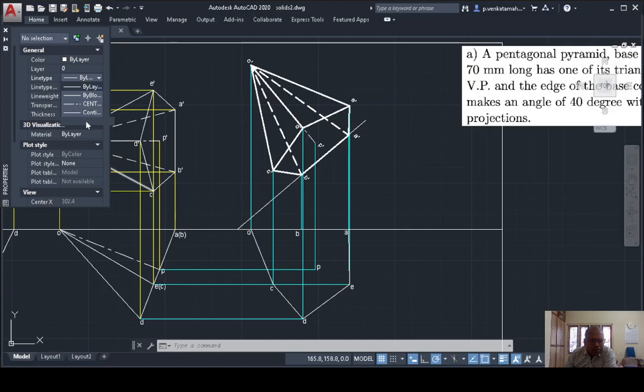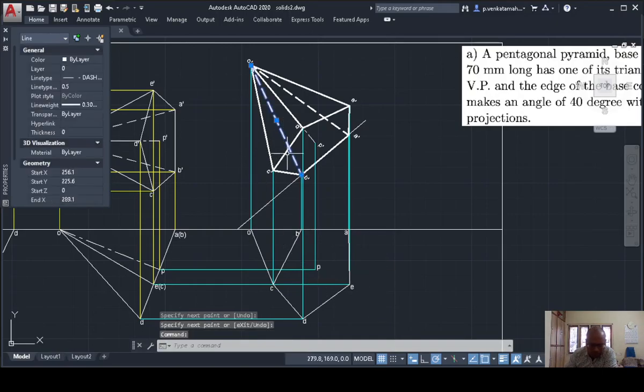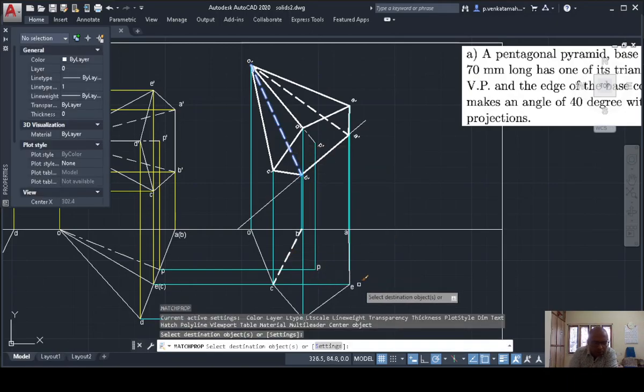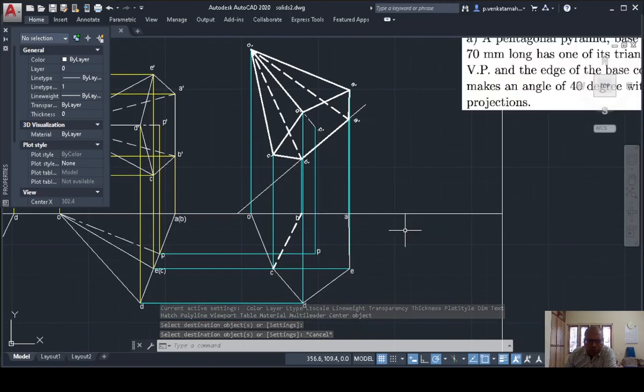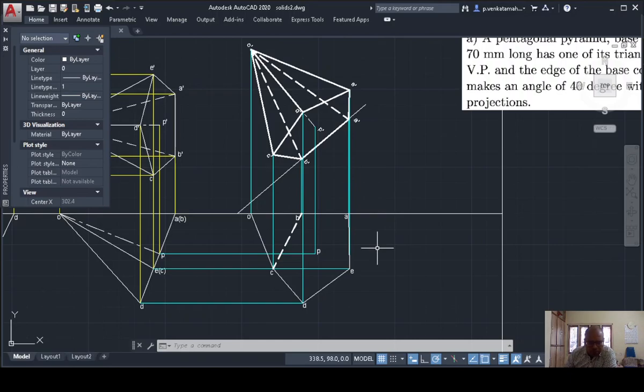So for line type I will use match properties. Line CP will be a hidden line. So I am using match properties here. This is the only hidden line that I am thinking of as of now. Now if I am not sure what is visible and what is hidden, there is a thumb rule saying that in the front view, whichever point is nearer to XY, generally all the lines from that point to the outline are hidden lines. We have already drawn the outline. So this is the only hidden line I am getting. That is the thumb rule for checking.